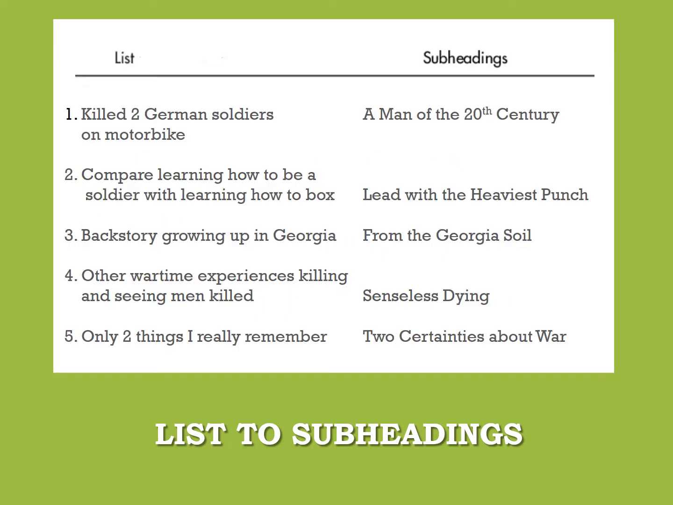So now let's look at this process of list to subheadings. So if I were going to list what was in that article by Gene Patterson, I would list he killed 2 German soldiers on a motorbike, and that's what he begins with. And then he compares learning how to be a soldier, learning how to kill, with learning how to box. And then he gives us his backstory, his personal story of growing up in Georgia, and what that was like, learning how to box.